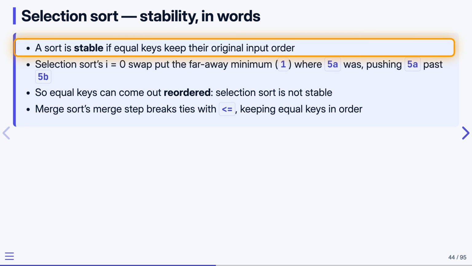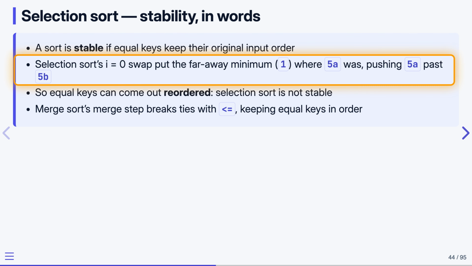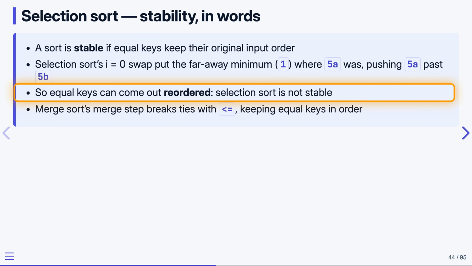Let us define the word. A sort is stable if equal keys keep their original input order. Look back at what just happened. Selection sort's very first swap put the faraway minimum 1 where 5A was, which pushed 5A past 5B. So equal keys can come out reordered. Selection sort is not stable.